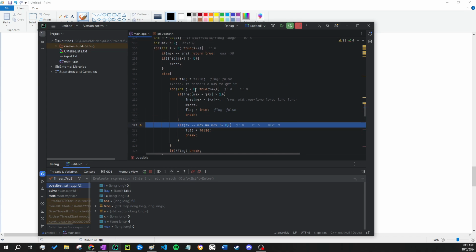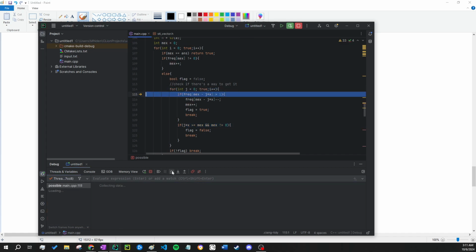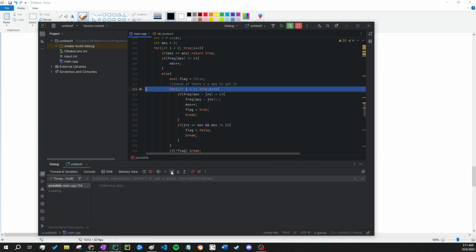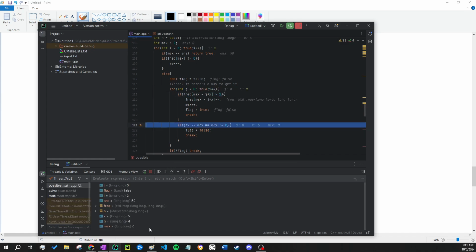Let's see. Okay. So max is 0, remember? And it's j times x. What's j times x greater than or equal to max, which does not equal 0. That means it's going to go one more time. Now, it's greater than 0 now. So, wait, what? Max is 0. J times x. Oh, max cannot be equal to 0. That's why.